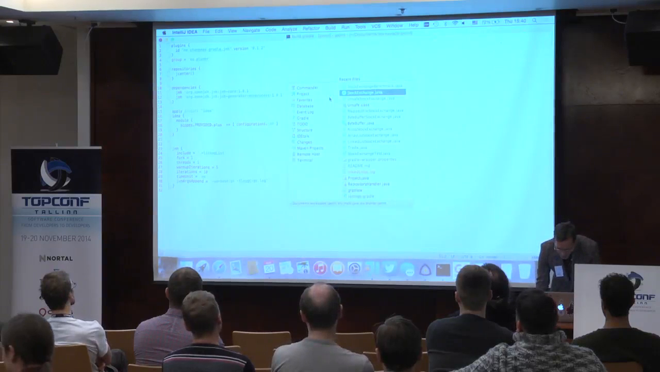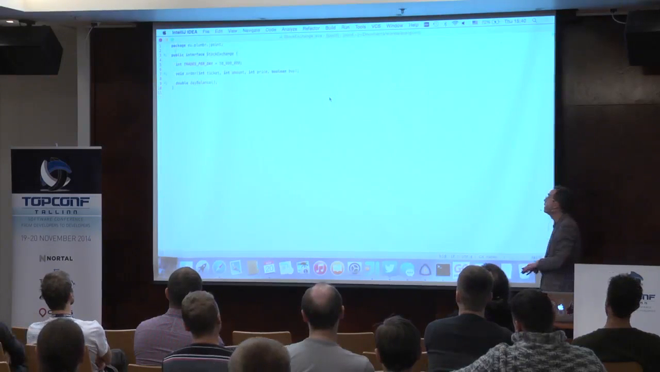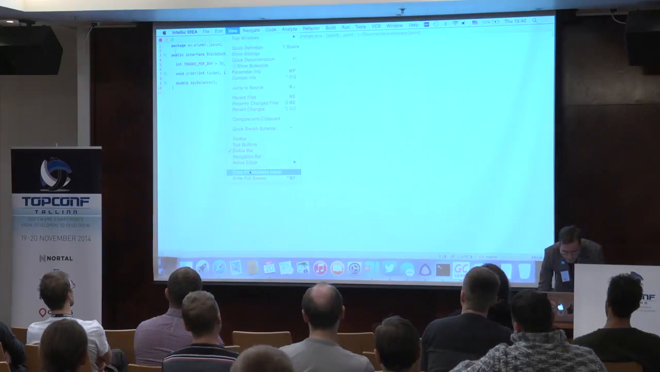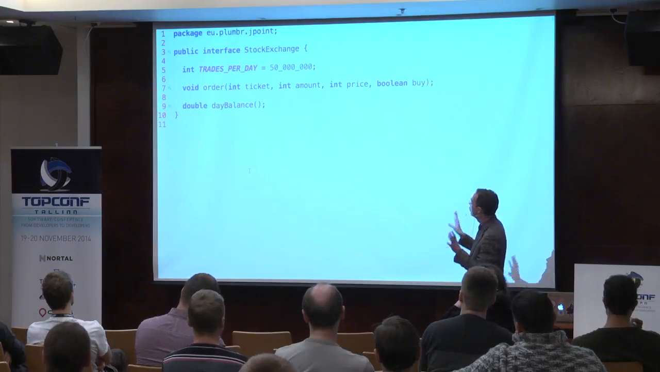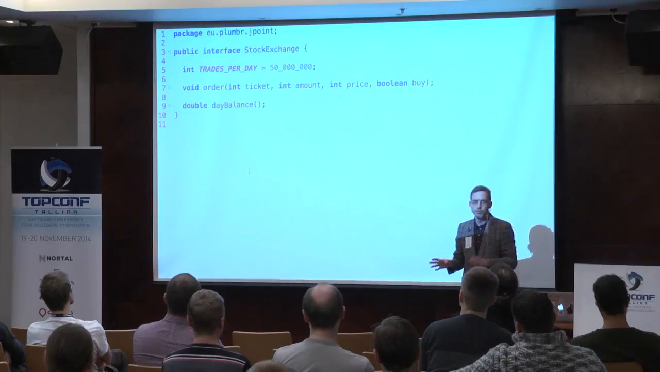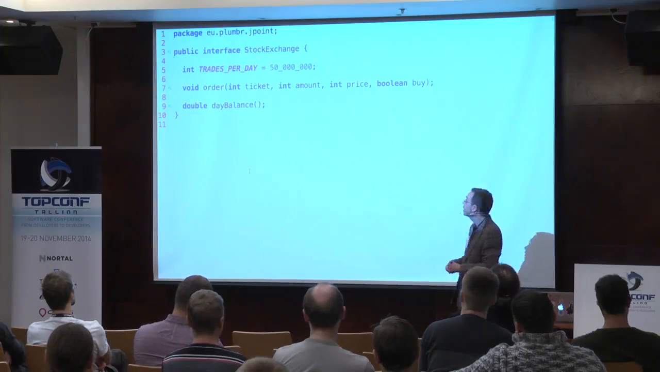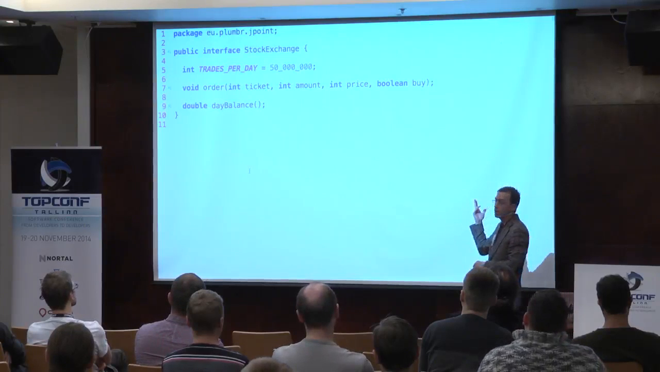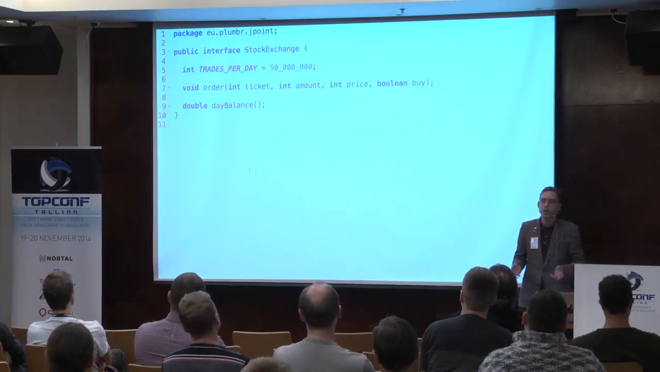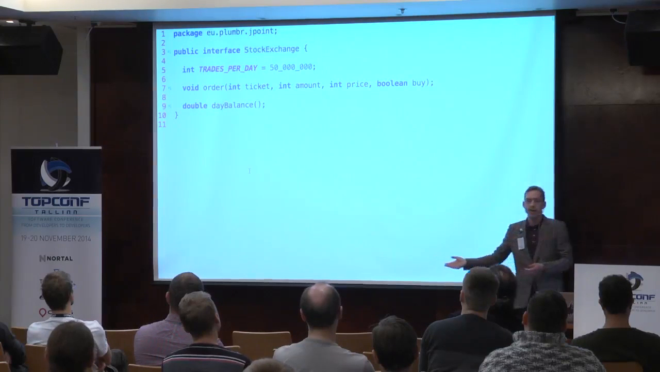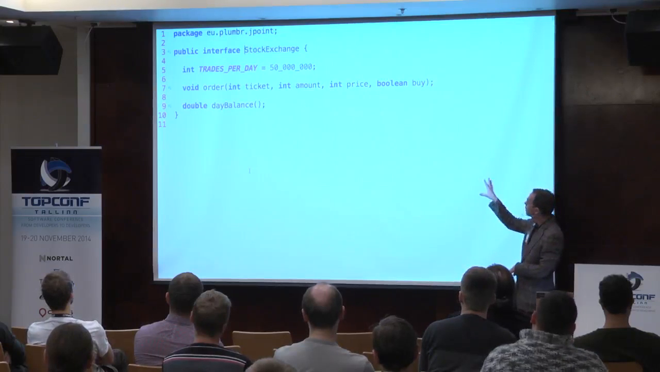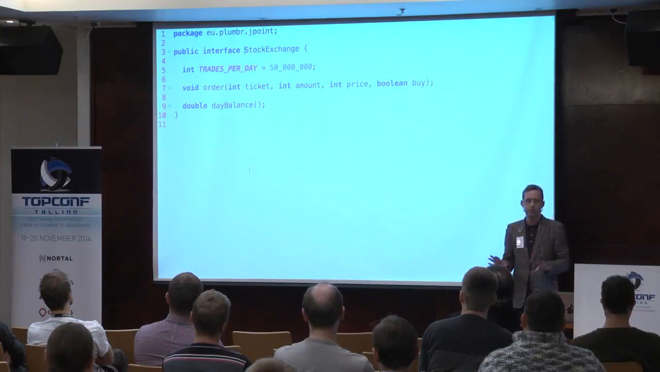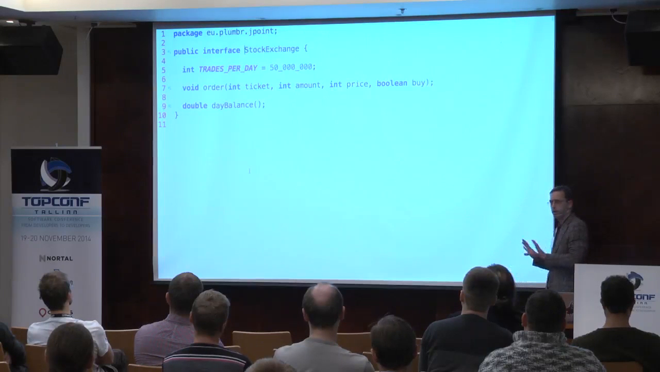So I have one very simple interface of a stock exchange, which has only two methods, order and day balance. We can pass some orders to our stock exchange: ticker, amount, price, and whether we are buying or selling. At the end of the day, we can ask how much money went through that stock exchange during the day. And we know by some oracle or miracle that we have around 50 million transactions per day.